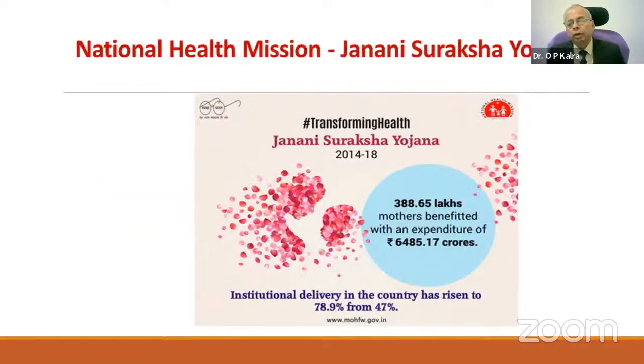Similarly, one of the other parameters is how many deliveries are taking place in the institutions. Because earlier, nearly 60% of deliveries were taking place at home 20, 30 years ago. But when the deliveries take place at home, there are more chances that complications will take place. The maternal mortality, infant mortality are likely to be very high. Now, institutional delivery has increased from 47% to nearly 80% at the moment.